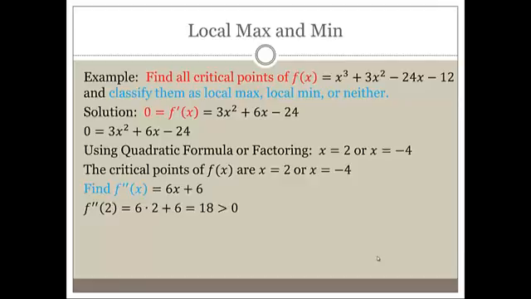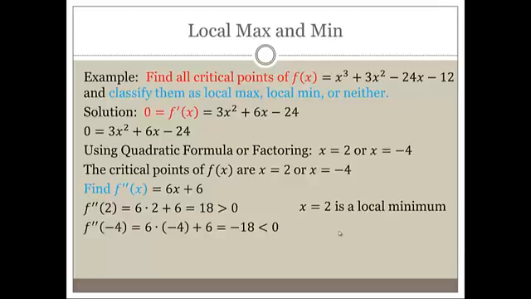Evaluating f double prime at 2, we get 6 times 2 plus 6, which is 18, and what we care about is that it is positive. Since the second derivative at 2 is positive, our function must be concave up, which means that x equals 2 is a local minimum. F double prime of negative 4 is 6 times negative 4 plus 6, which is negative 18. Most importantly, it is negative. So that means that our function is concave down, which translates to x equals negative 4 is a local maximum.